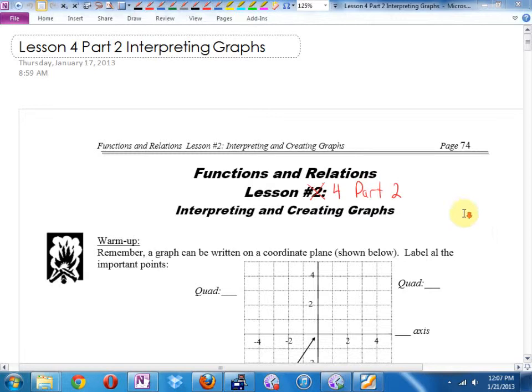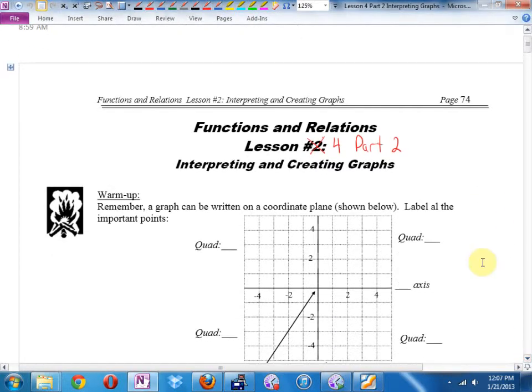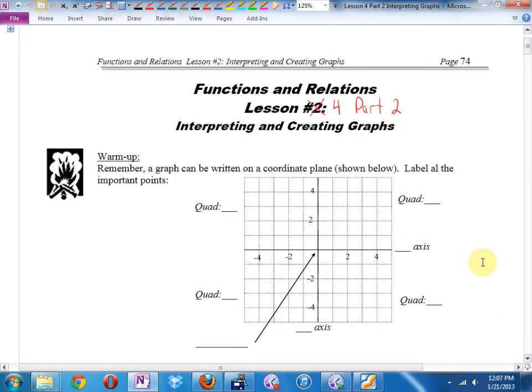What we want to look at is translating graphs, because I think this is going to give us a better understanding when we start to talk about domain and range. We're going to start off with some review. Remember, a graph can be written as a coordinate plane, shown below. Label all the important points. First of all, quadrants.